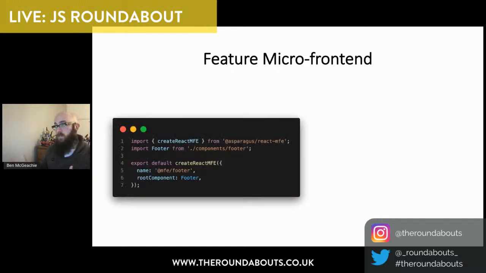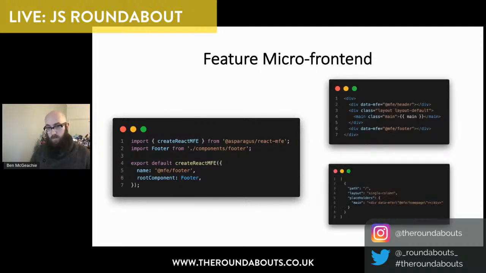Yeah, really simple. So for a feature micro front end, this is the contract between that application and the orchestrator. It brings in the create React MFE method from our framework React MFE package, it brings in its root component, and it exports by default this. So that name there is known to the configuration service. The root component is just a React component, and it binds it all together.